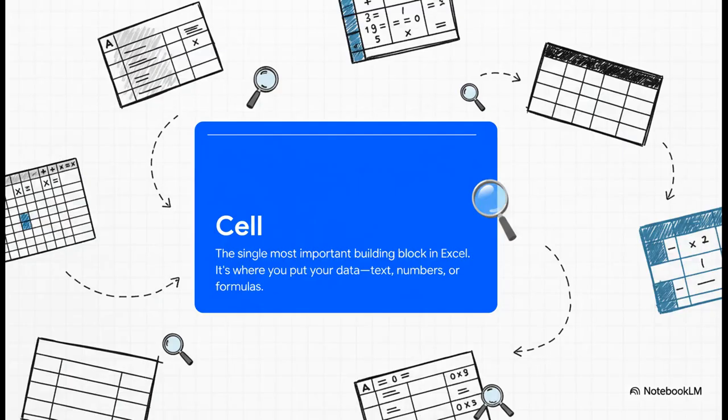Simple, right? Now look at this little rectangle. If there is one single thing you need to understand, it's this cell. Every piece of information you ever put into Excel, whether it's a word, a number, or a super powerful formula, it all lives inside one of these little boxes. It's like the basic building block for everything.